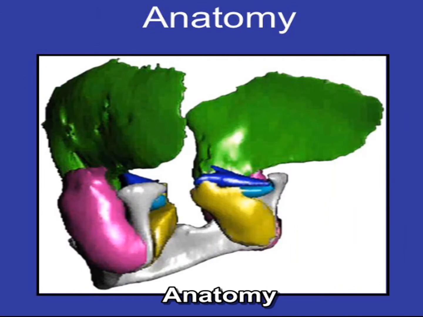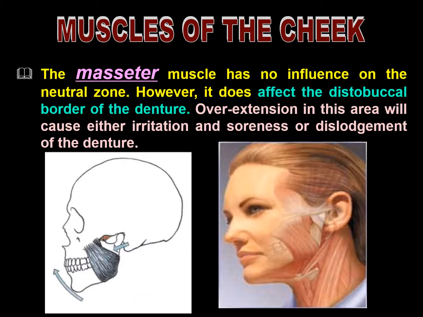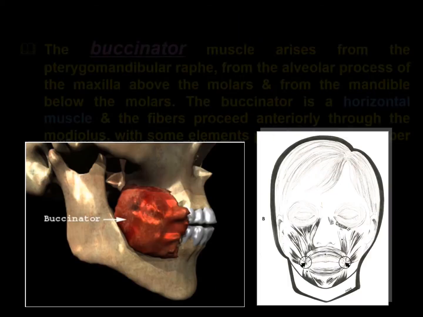Anatomy is important to determine the area of the neutral zone. So we have the muscles of mastication. The first muscle of mastication is the masseter muscle. The masseter muscle affects the buccal border of the denture. Overextension in this area will cause either irritation and soreness or dislodgement of the denture. But the masseter muscle has no effect on the neutral zone.